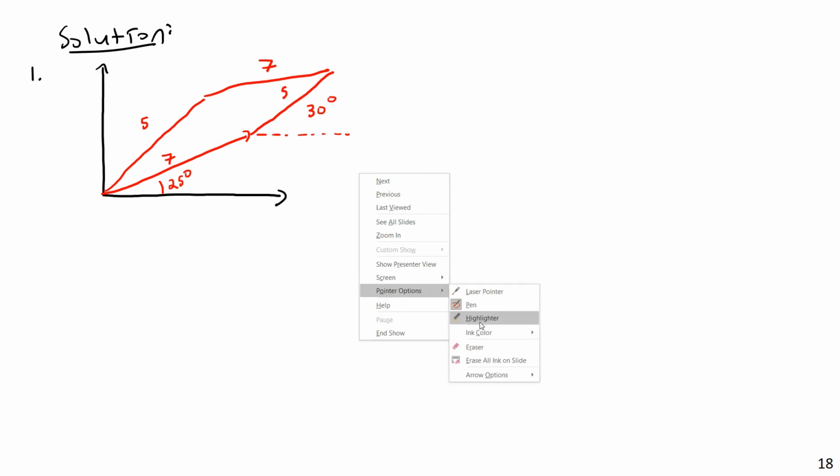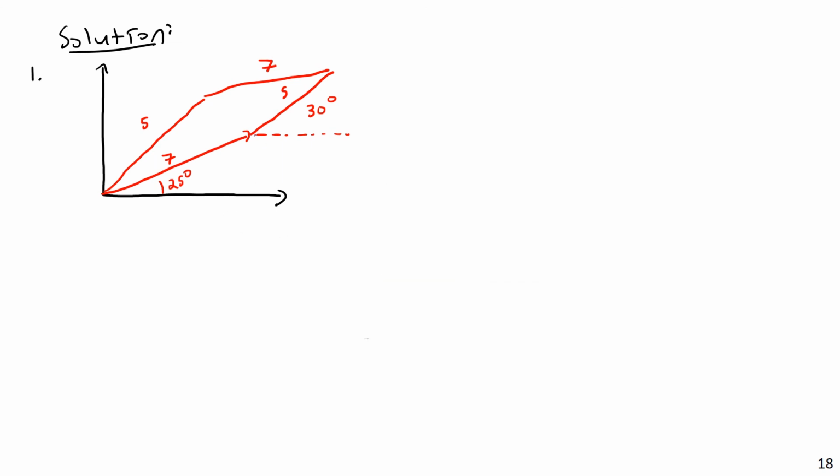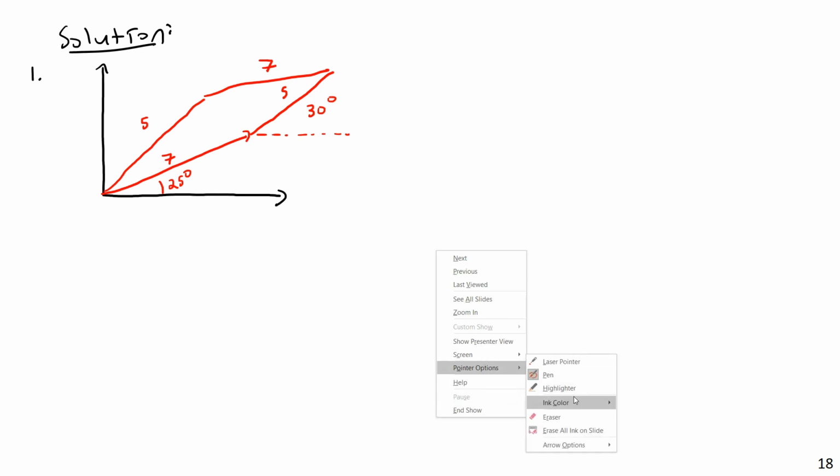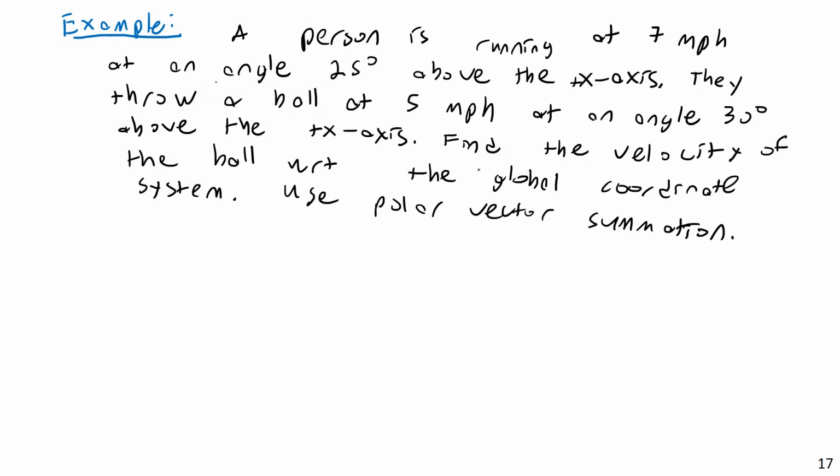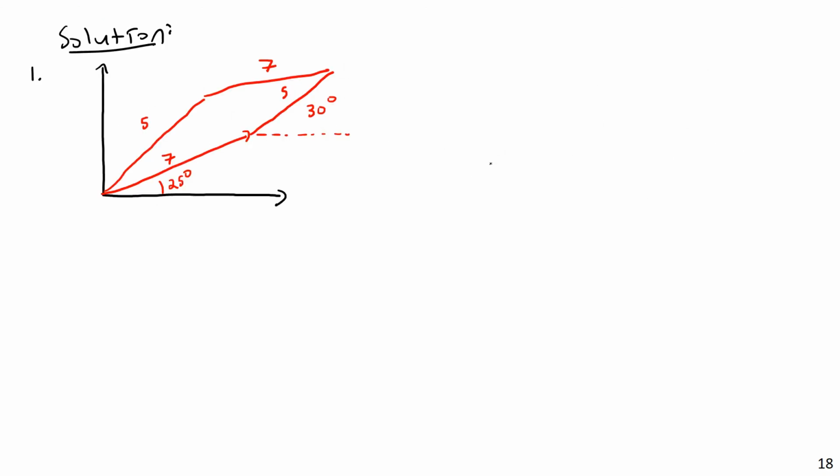So let's try to figure this out. What I really need to get is just a single angle. If I can figure out this angle, I can apply trigonometry for the rest of it. And actually, did I give us what we want? Yes, find the velocity of the ball with respect to the global coordinate system.